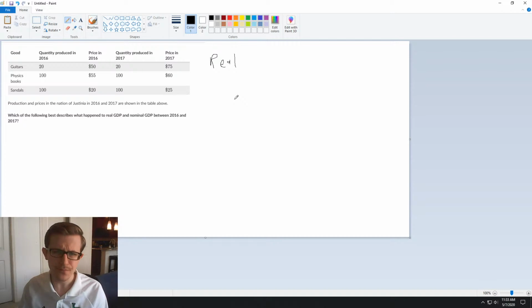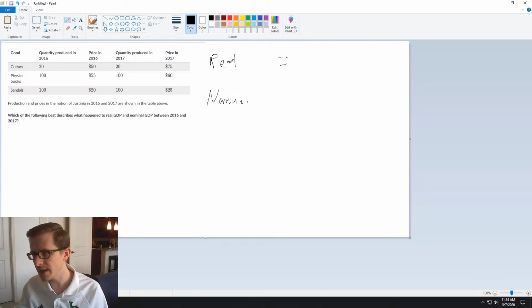That's right. Real is going to stay the same, or it's going to be equal in these 2 years. Likely worded as stay the same. And then nominal, what's happening in nominal, however? So with nominal, everything else aside, it's just the raw number value of all of this. So prices would be mainly what we'd be looking at here, since the quantity is staying the same.